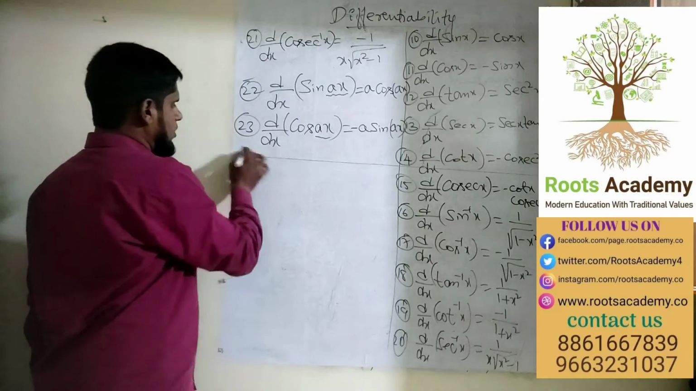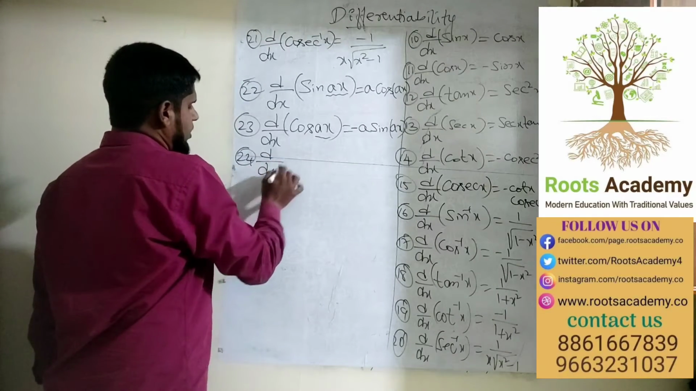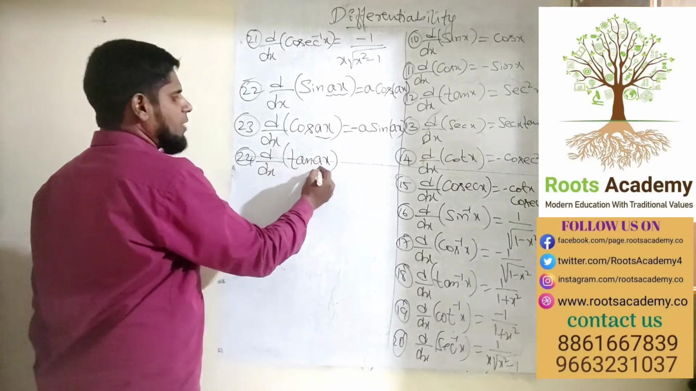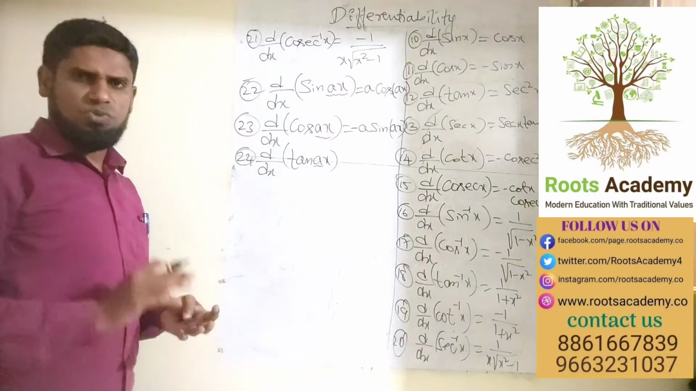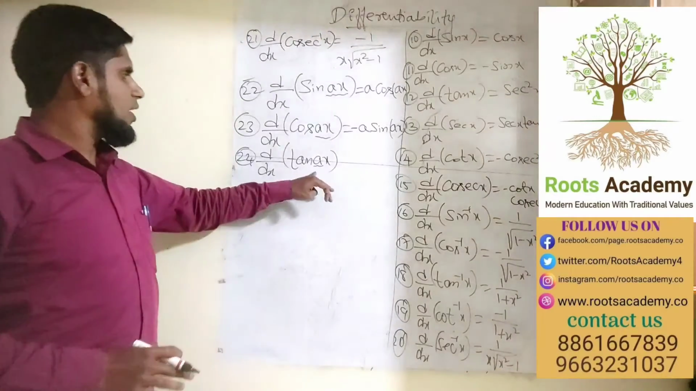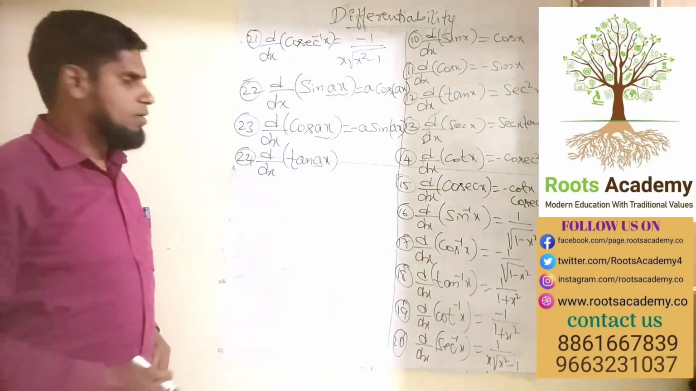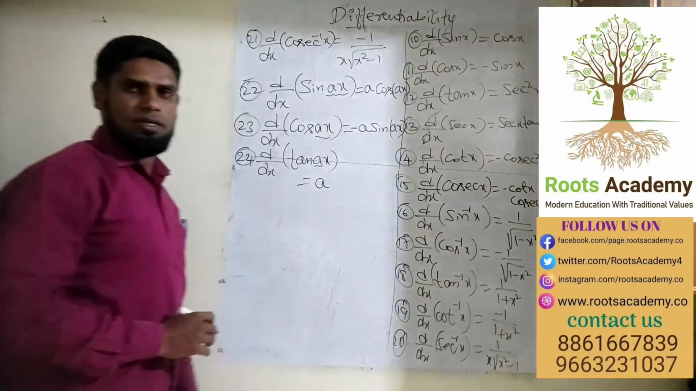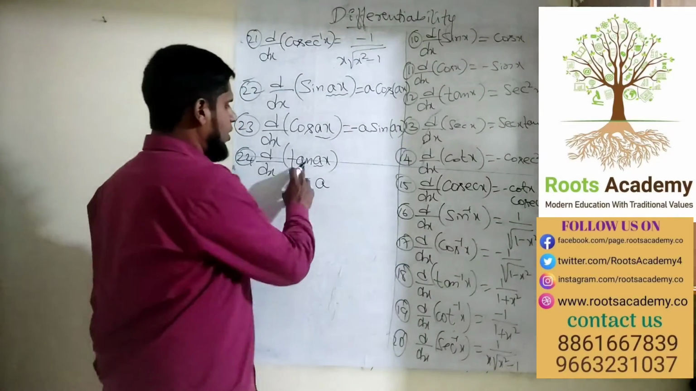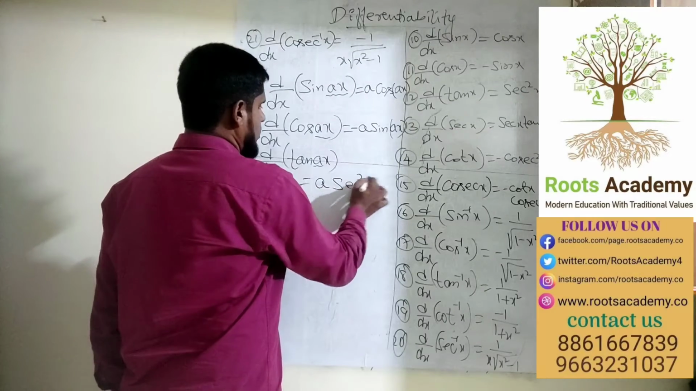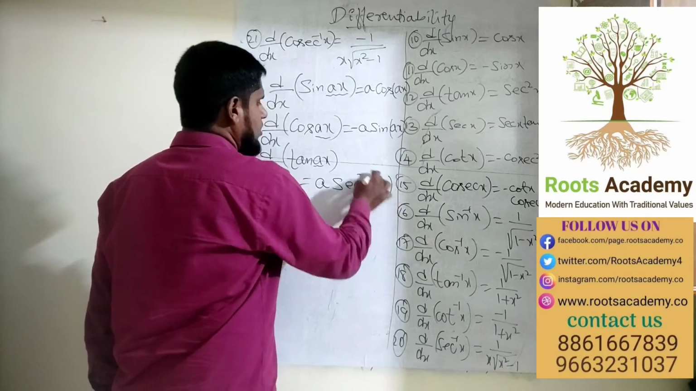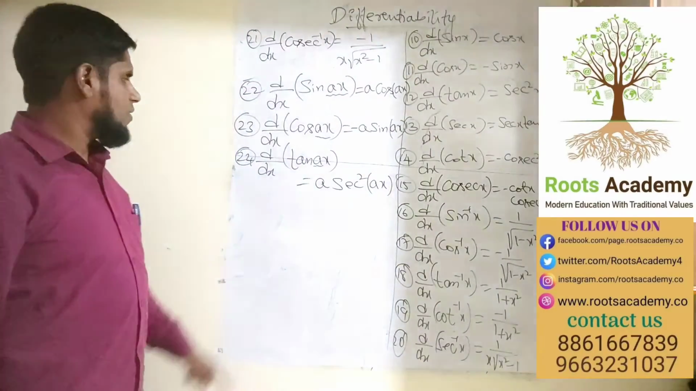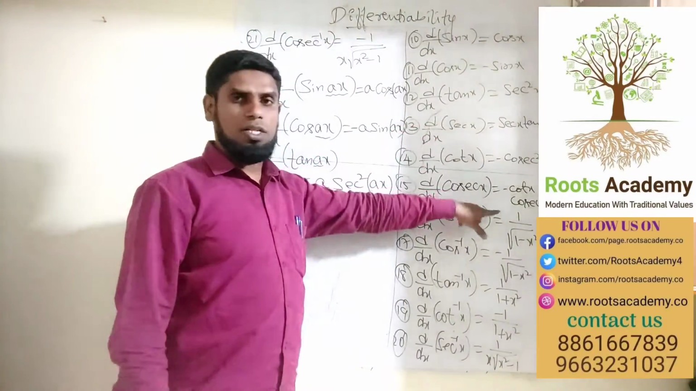The next is d by dx of tan ax. A can be any number. A can be positive, A can be negative. A is any real number here. So its derivative is first constant, that is multiple a. Then derivative of tan is secant square. Its angle is ax. Similarly we can write other derivatives also.